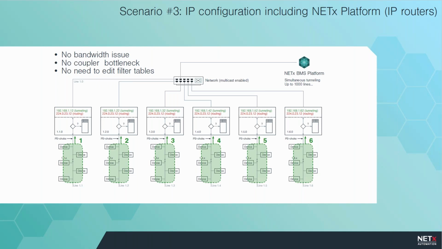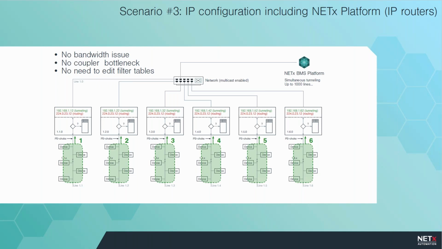So avoiding any kind of bandwidth issue, any kind of coupler bottleneck, no need to edit the filter tables. That is a lot of work that you have to do if you don't have this solution. And you have the most professional and reliable solution for massive KNX installation. And this is massive. It becomes from 4 or 5 lines and big installations like that.